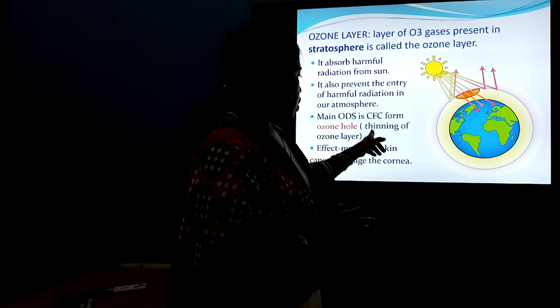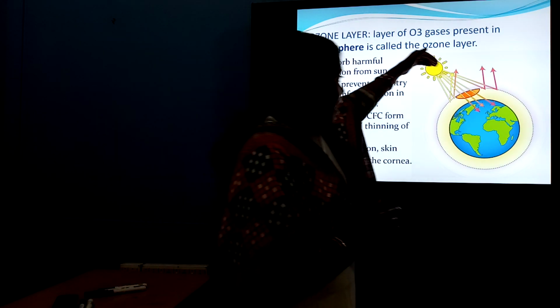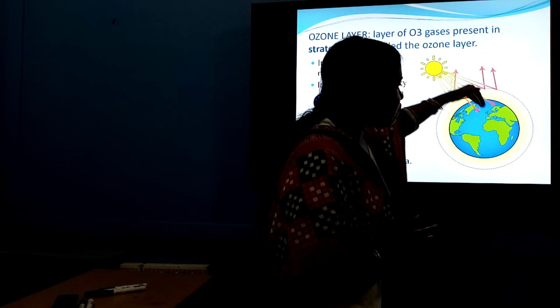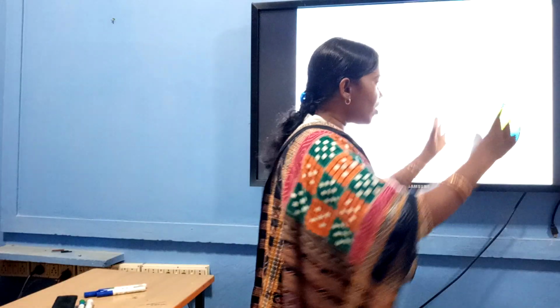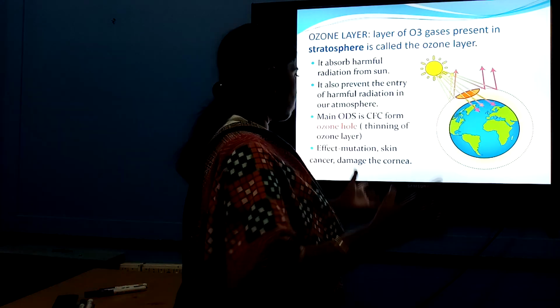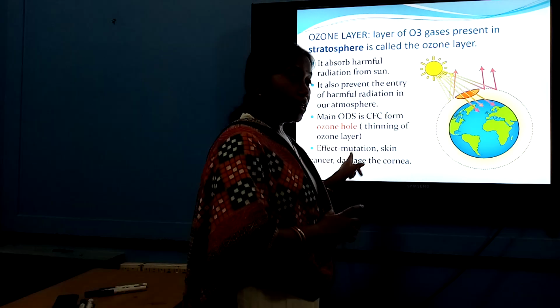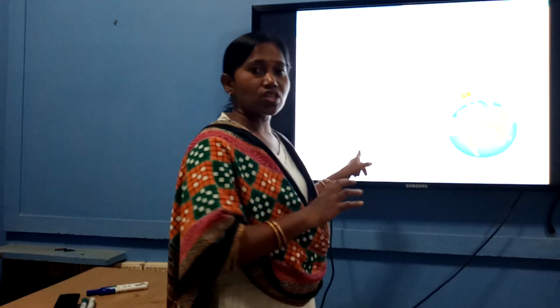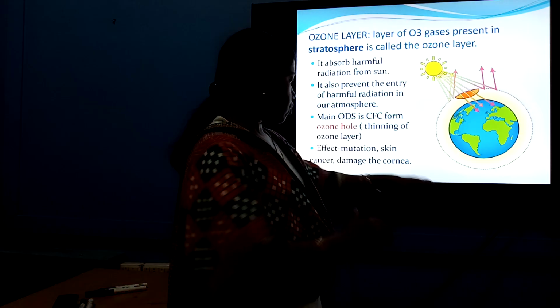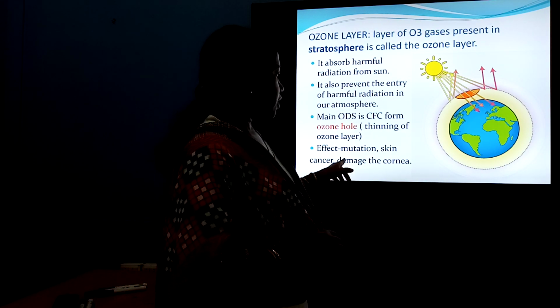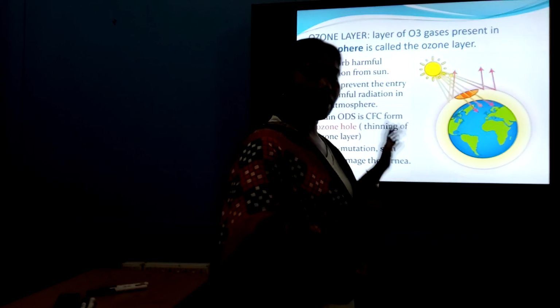Now due to the formation of the ozone hole, it allows the penetration of harmful radiation. When the harmful radiation enters our atmosphere, what are the effects? It causes mutation, a change in the sequence of DNA. It even causes skin cancer. It damages our cornea also, and it leads to permanent blindness.